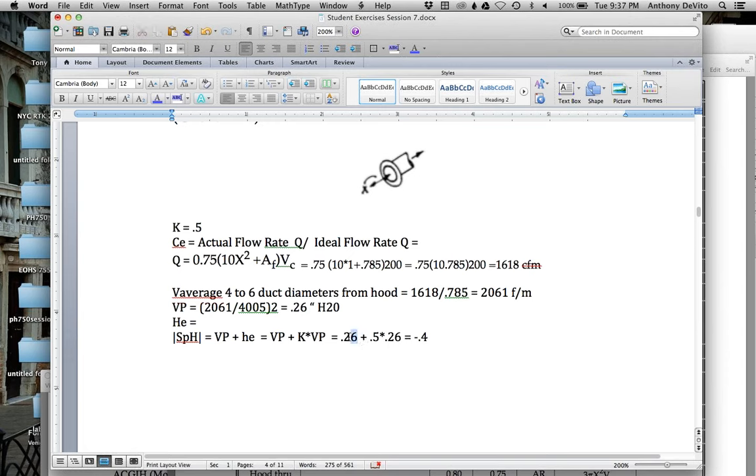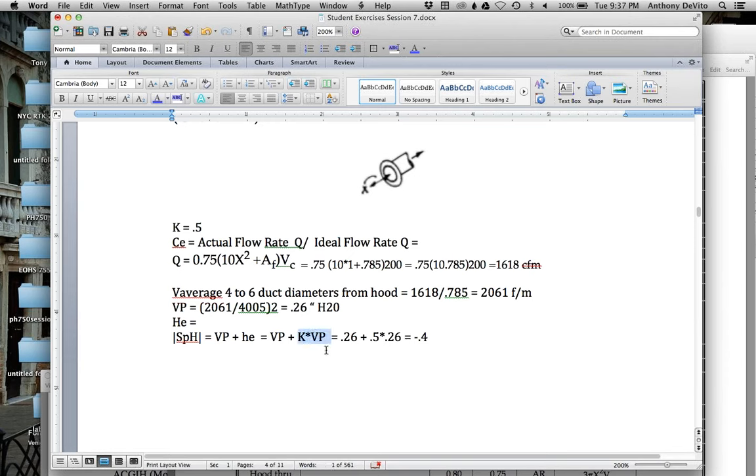This is the velocity pressure, the energy from the air moving. I'm not sure why you don't think it should be a positive number, because this is my static pressure. The positive value of my static pressure is equal to the velocity pressure plus something I have. Yeah, your final number is negative 0.4. Yes, that's fine. I just solved for HE first and then plugged it in. I kind of skipped that step.